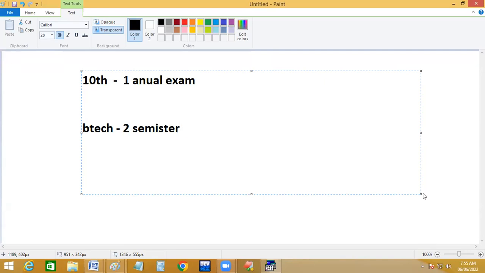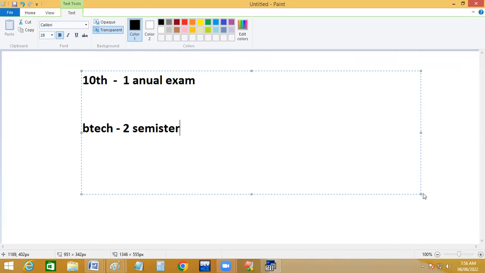10th class, how many subjects are there? 6 subjects. In BTech, there are 12 subjects in total for the year. Suppose in BTech also there is no semester exam, only an annual exam, and you have 12 subjects at a time. I am guaranteed minimum 8 to 10 backlogs. Yes or no? That's why they are dividing the big year into 2 modules.